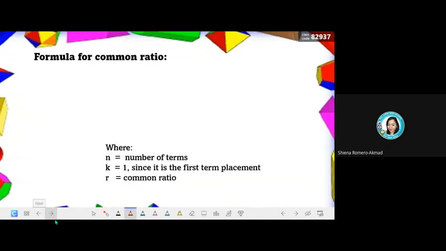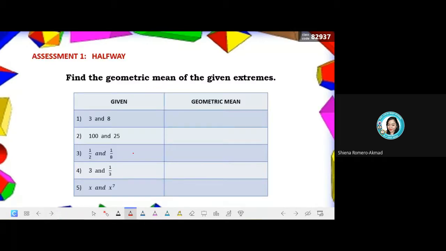Now, ano yung formula na ginamit natin? We call this the formula for common ratio, and that is R equals N minus K root of A sub N divided by A sub K. Where N is the number of terms and K is usually 1 since the first term is always given. And R means common ratio. Okay?